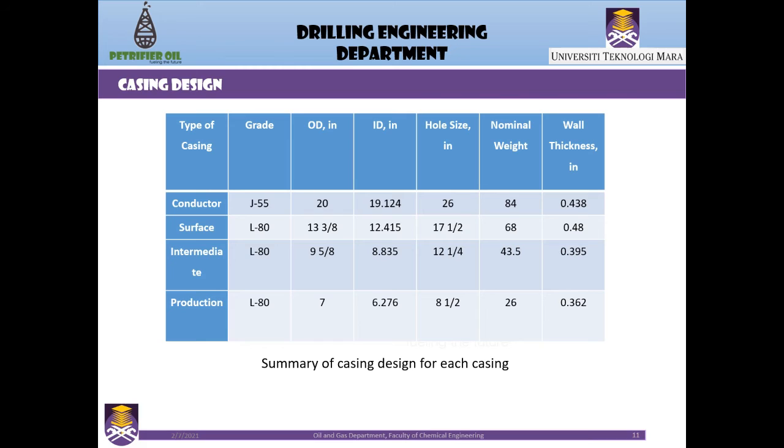So the table here shows the summary of casing design for each casing. For each type of casing, the grade, the outer diameter in inch, internal diameter in inch, hole size in inch, nominal weight, and wall thickness in inch are stated clearly.